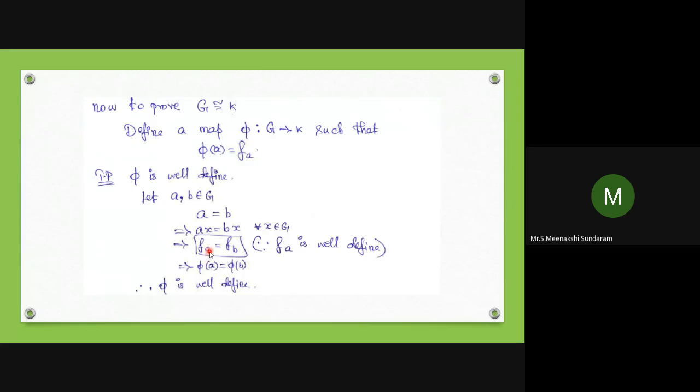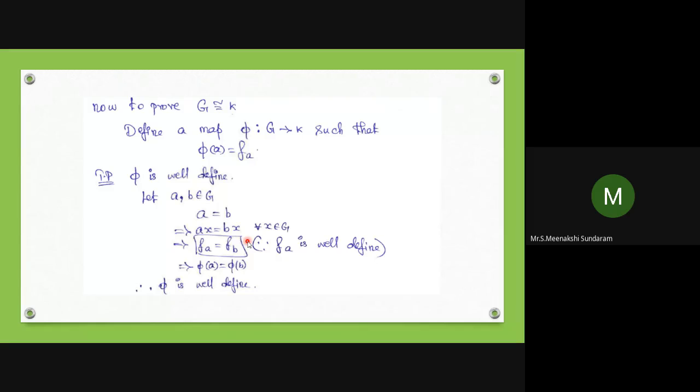Okay, pi is well defined. Let two elements in G, in the domain, be taken; if those two are equal, we are going to say their images are equal. Let a equal to b. Okay, then ax equal to bx for all x belongs to G, as the closure property is satisfied. ax is f_a, bx is f_b. So since f_a is well defined, which we have already proved, therefore pi of a equals pi of b. So automatically we can say pi is well defined.